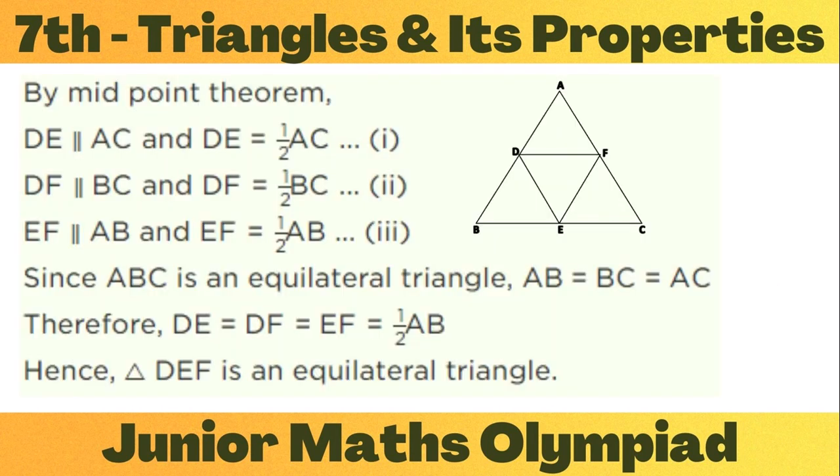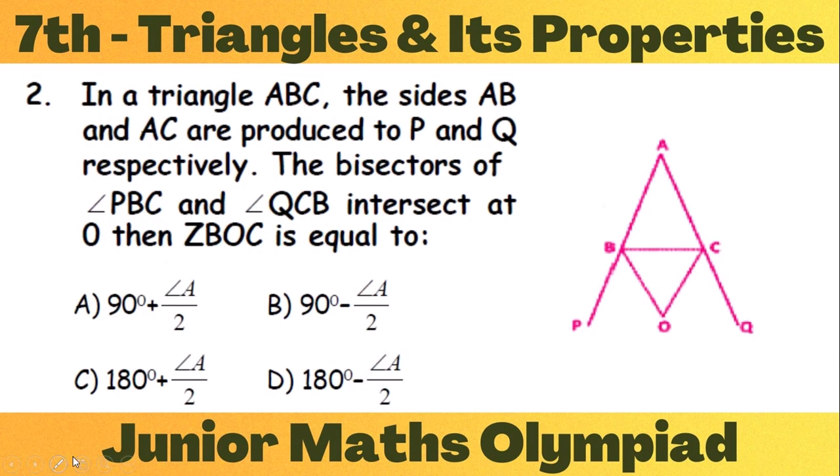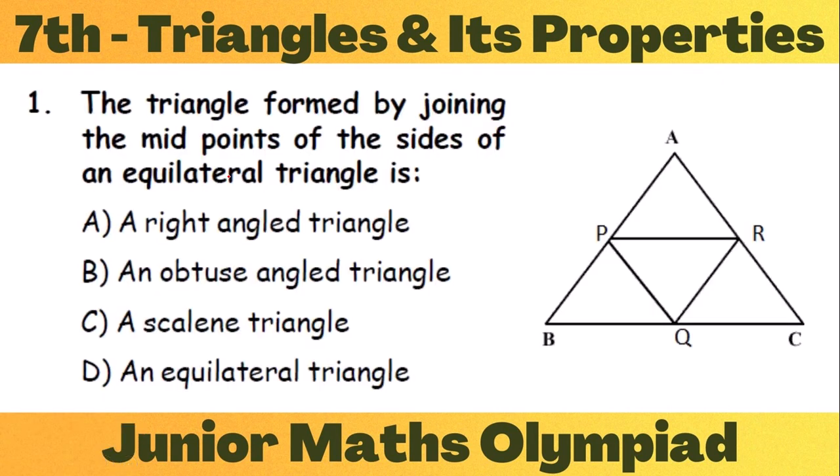The triangle formed by joining the midpoints of the sides of an equilateral triangle. Here we have an equilateral triangle ABC. In this we have midpoints. P is the midpoint of AB and Q is the midpoint of BC and R is the midpoint of AC. So by joining these midpoints we have formed one more triangle which is PQR.